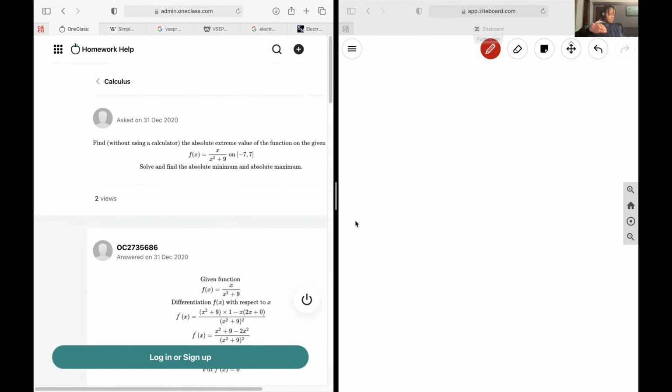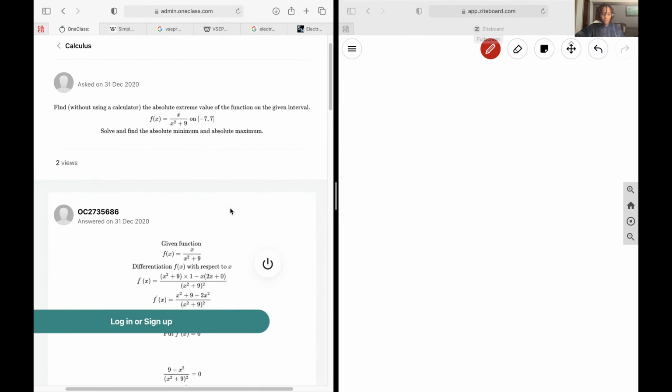Okay, let's jump right into it. For our first question, we are asked to find, without using a calculator, the absolute extreme value of the function on the given interval. And the function is f of x is equal to x over x squared plus 9.